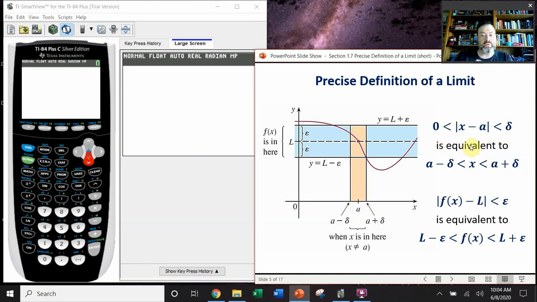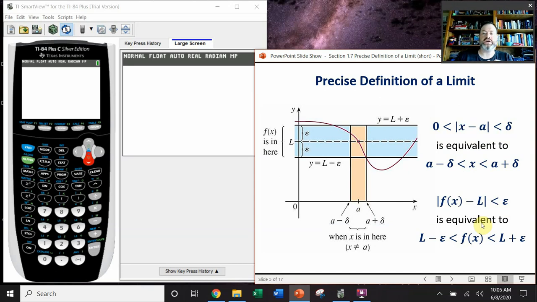And if we can find a delta where this is true, in order to successfully show that the limit exists, then that would have to also satisfy this. So if this is true, then this is true. That's what we're trying to do. And we have to find delta. That's our goal for the first exercise.